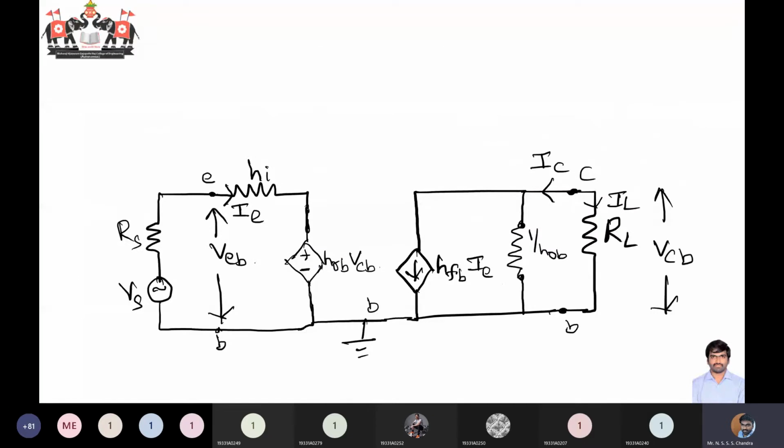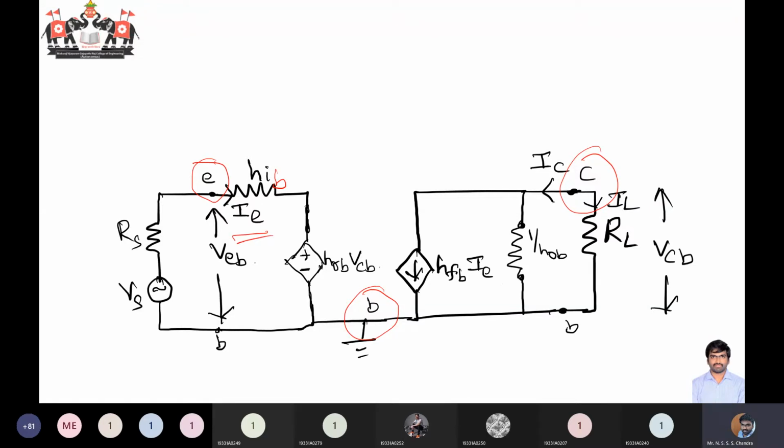Now if you draw the hybrid model, this will be the exact hybrid model. You have your VS and RS, the input terminal as emitter, the common terminal as base, and the output terminal as collector. Instead of HRE VCE that we wrote earlier, now we are writing it as HRB VCB. Also this should be HIB. Okay, and the input current is IE.